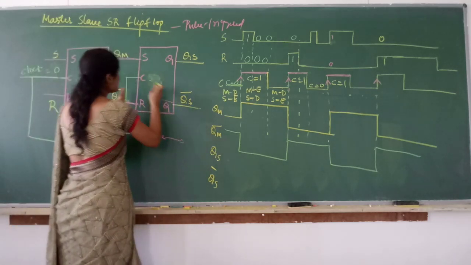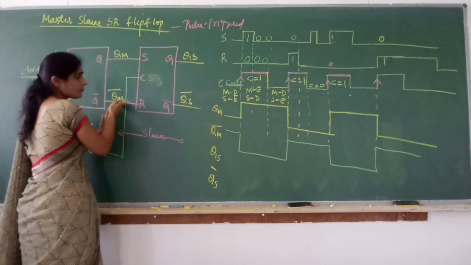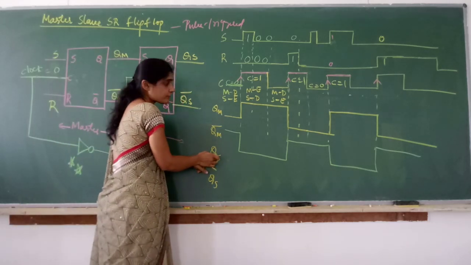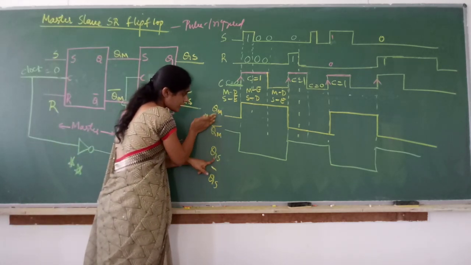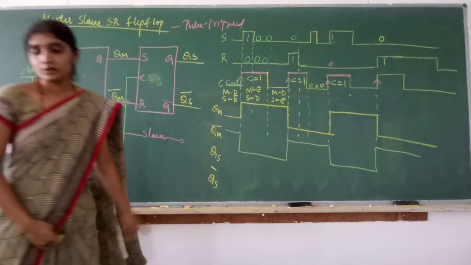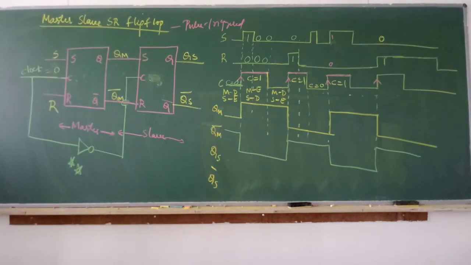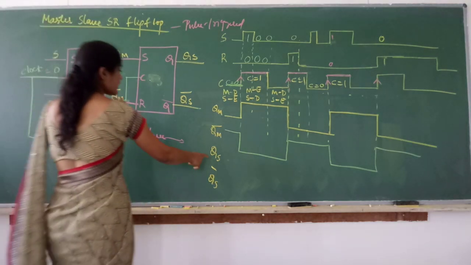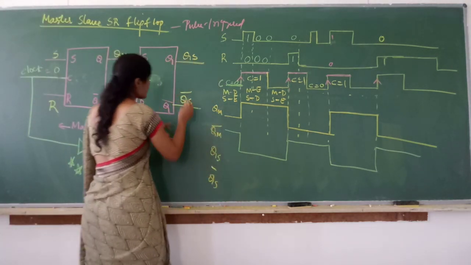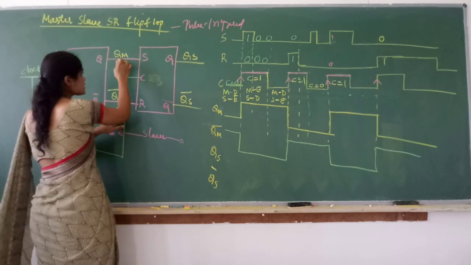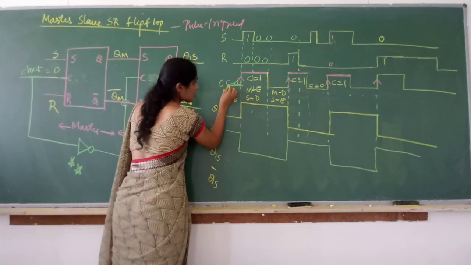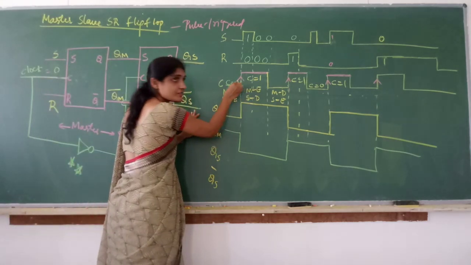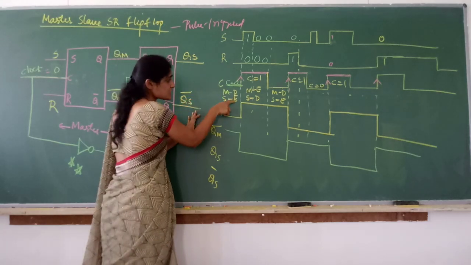And what are the inputs for slave? QM, QM bar. So now to write the QS waveform, you have to look at QM, QM bar. Hope the waveforms are seen. So you have to see only QM and QM bar to write QS. Now QS, SR flip-flop, inputs are what? QM, QM bar. Now clock is 0 here. Slave is enabled, right? When clock is 0, slave is enabled.